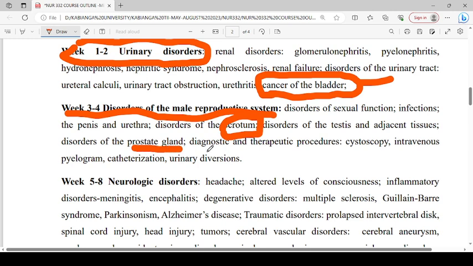Remember, this is where we are going to have the BPH, benign prostatic hyperplasia, right? Then you have diagnostic and therapeutic procedures like cystoscopy, intravenous pyelography, catheterization, urinary diversions, prostate levels. Even the digital rectal exam, we'll also be seeing how it's applied here.